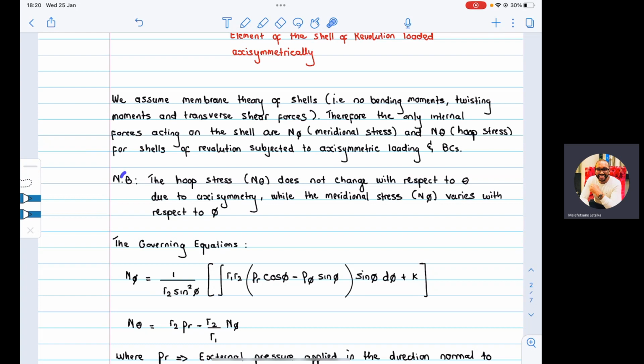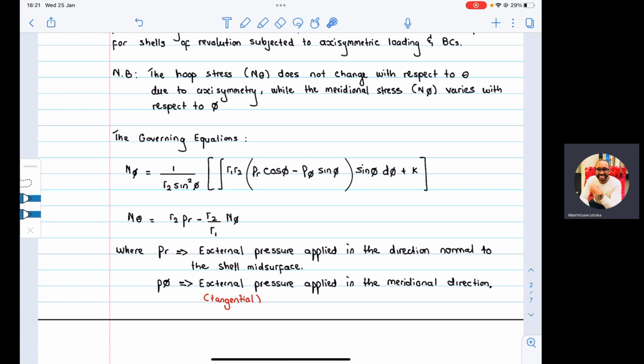And then, of course, here I just said the hoop stress does not change with respect to theta due to axisymmetry, while the meridional stress does vary with theta, as I've shown you. Okay, so all of this theory, together with a series of calculations, is detailed in the textbook by Alphonse Zingoni et al., called Theory and Analysis of Structures. It's very detailed in the derivation. I'm not going to go through the derivations, but basically these are the governing equations that you get for the meridional stress and for the hoop stress.